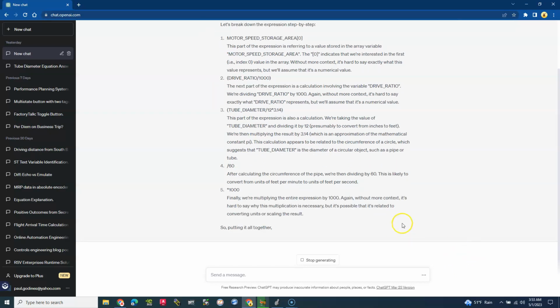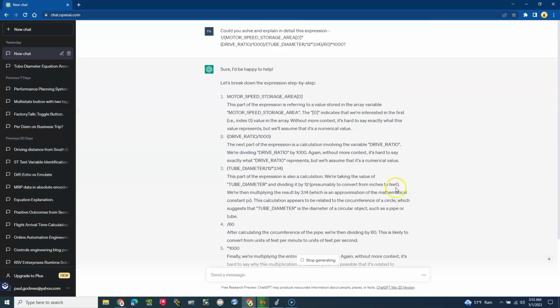So now what it's doing is it's breaking down each section of this expression. So 1 divided by the motor speed, storage area, element 0, times drive ratio divided by 1,000, divided by the tube diameter, divided by 12 times 3.14, divided by 60 times 1,000. That is our expression. It's a lot there, right?